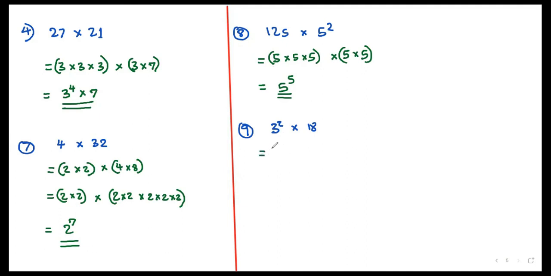3 times 3. Then 18 is 2 times 3 times 3. Oh, yes. Wow, I like the way you do it. Because we know that 18 is 2 times 9. And 9 means 3 times 3. Wow, that's good. So that is 2 times 3 times 3. That's very correct.